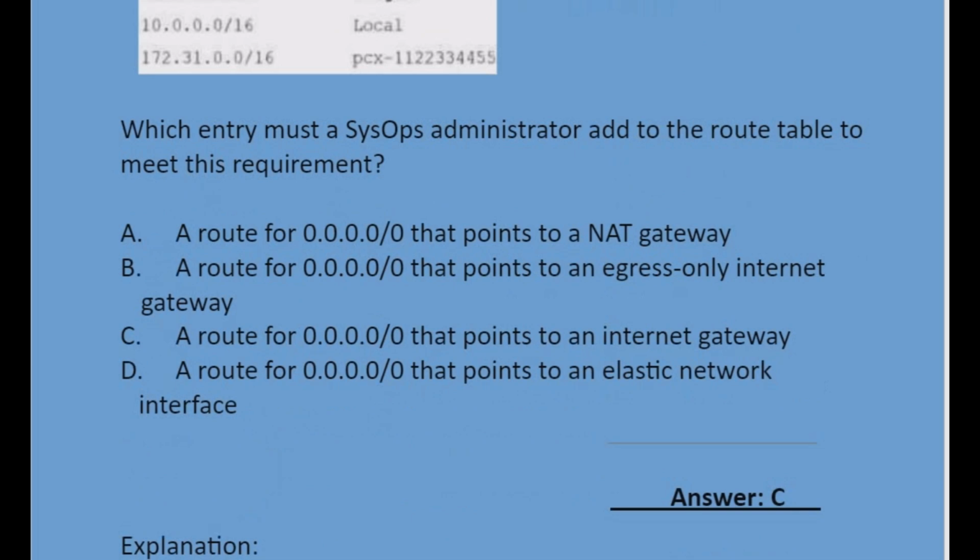Option A. A route for this address that points to a NAT gateway. Option B. A route for this address that points to an egress-only internet gateway. Option C. A route for this address that points to an internet gateway. Option D. A route for this address that points to an elastic network interface. Correct answer is option C.